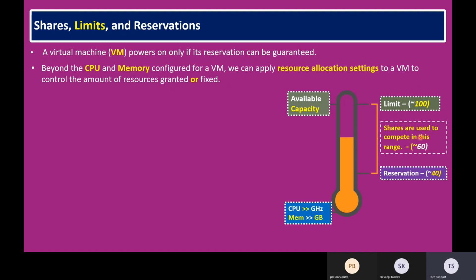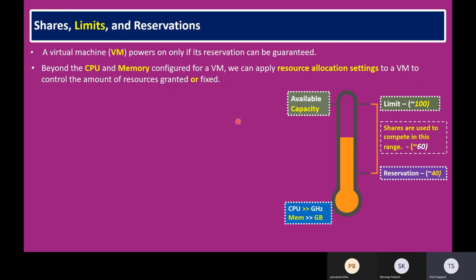Okay, so shares are used to compete in this range. This shared value is approximately 60%. If you're considering CPU, it is 60 gigahertz, and from the memory perspective, 60 GB of memory is shared. Okay, so this is the actual difference between share, limit, and reservation. It depends on your cluster's total capacity.